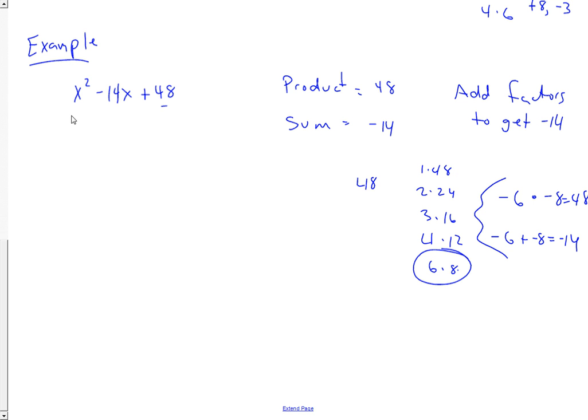So when I go over here, I set up my parentheses. I have x squared, so I know I'm just going to have x and x for x times x to get x squared. I'm going to fill in the rest of my parentheses with these two factors that I got, negative 6 and negative 8. And those are my factors for that trinomial.